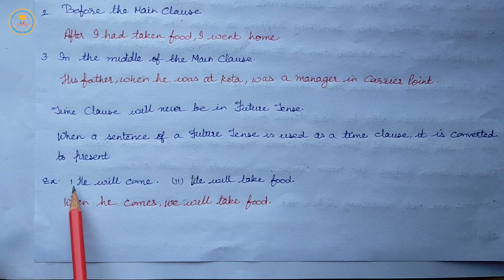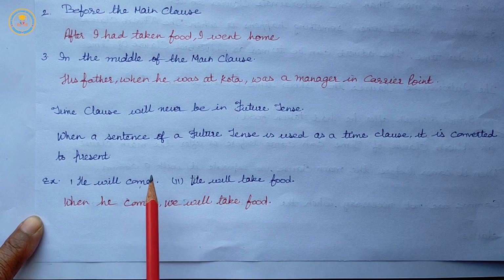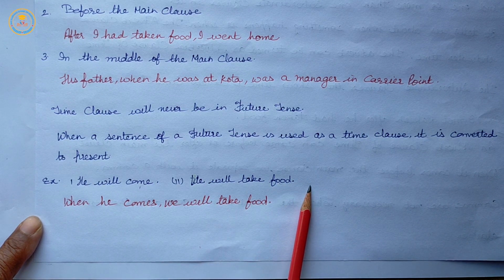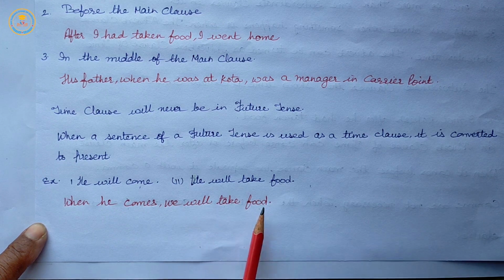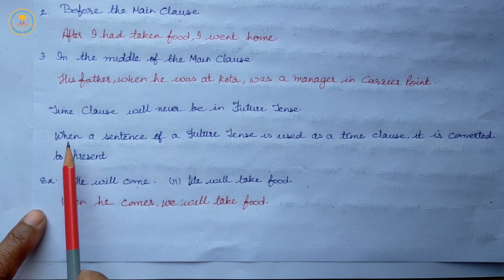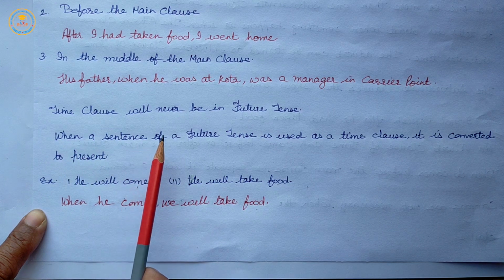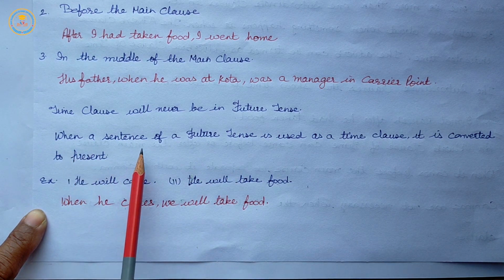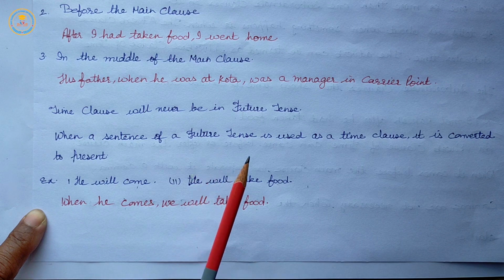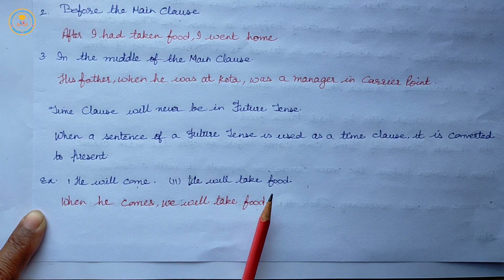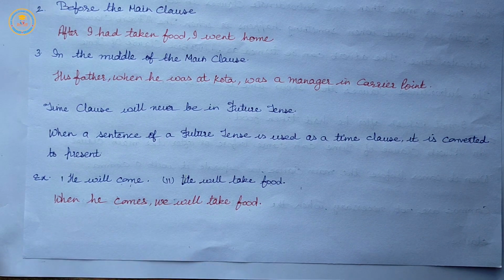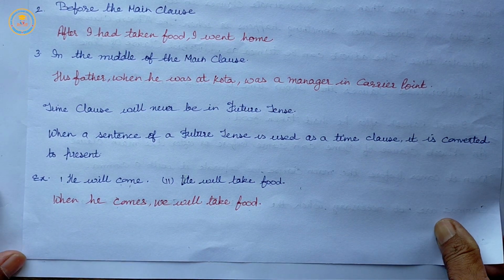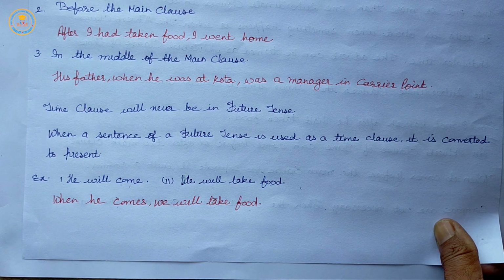Example: he will come. Full stop. We will take food. When he comes, we will take food. We have already read that the time clause will never be in future tense, but when a sentence of future tense is used as a time clause, it is converted to present. Example: he will come. We will take food. When he comes, we will take food.